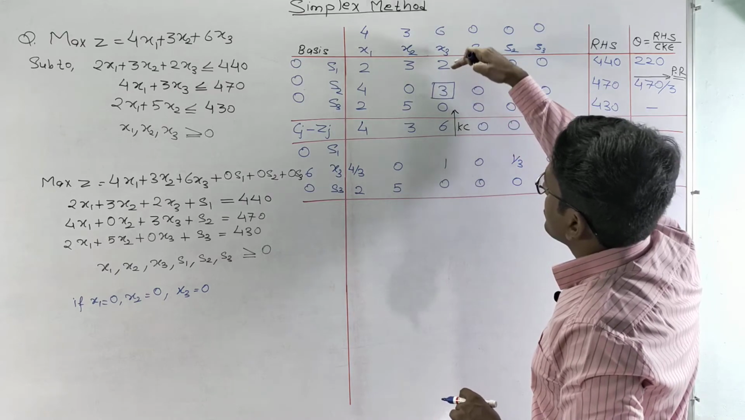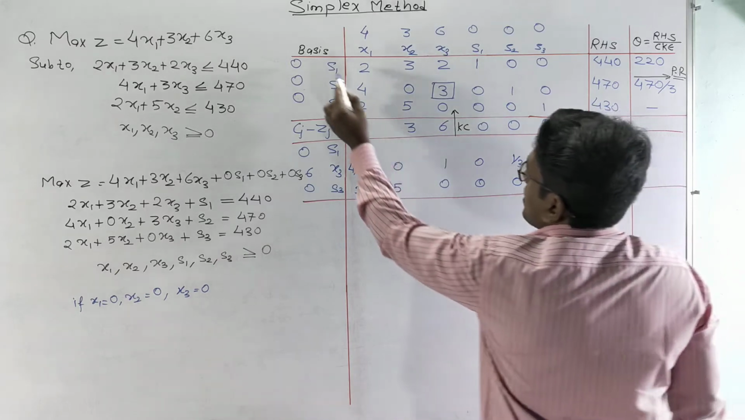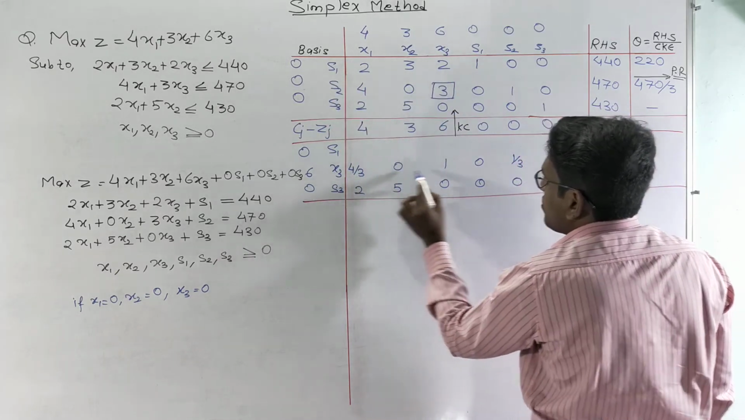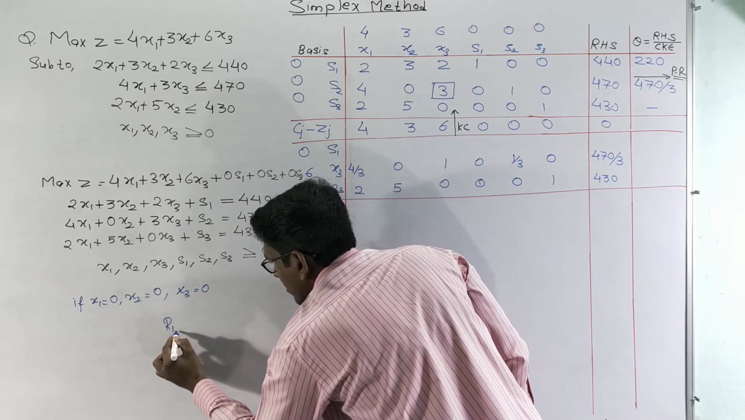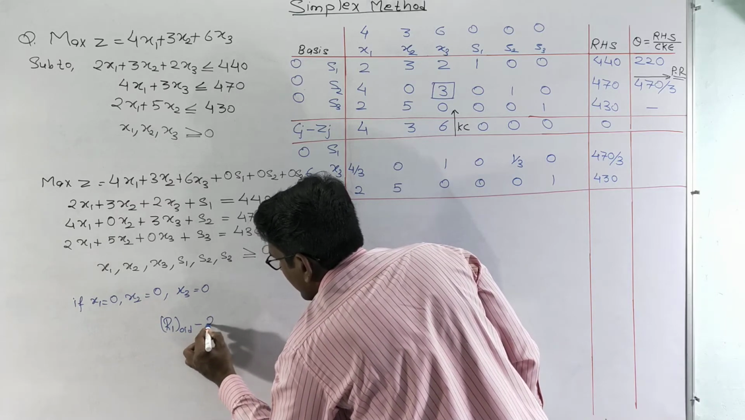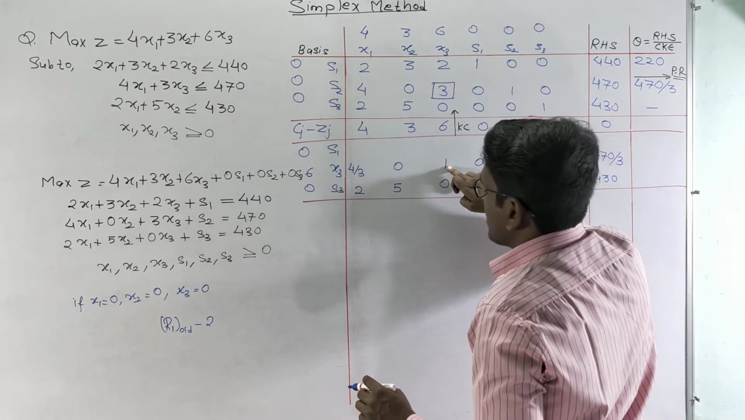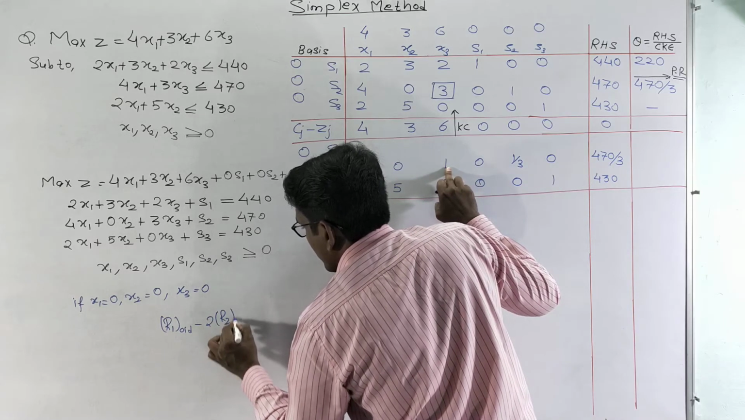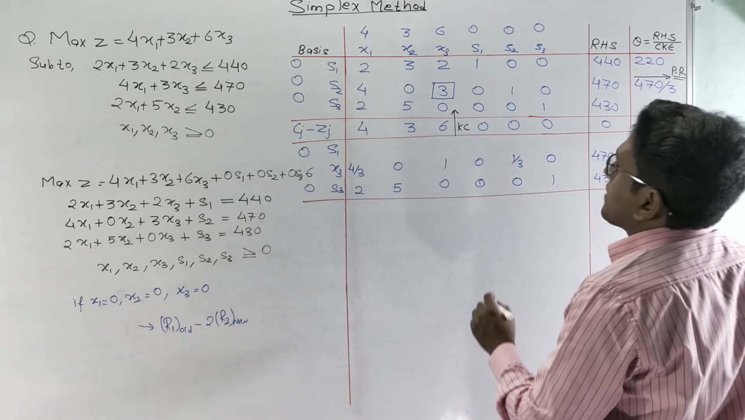Now I need to make this element 0. What I'll do is, this is row 1 of the older matrix, so this will be older row 1 minus 2 times new row 2. Okay, R1 old minus 2 times R2 new, because I need to make this 0. So this I am going to do here.